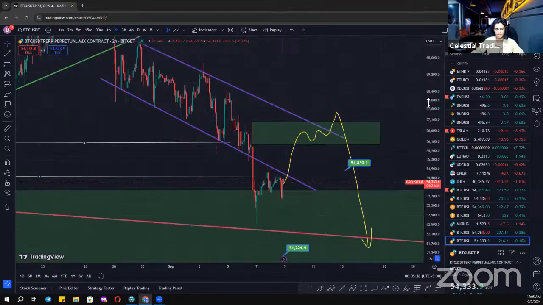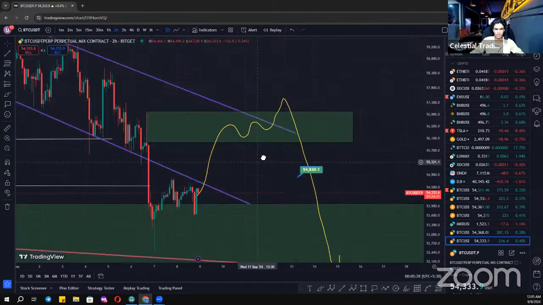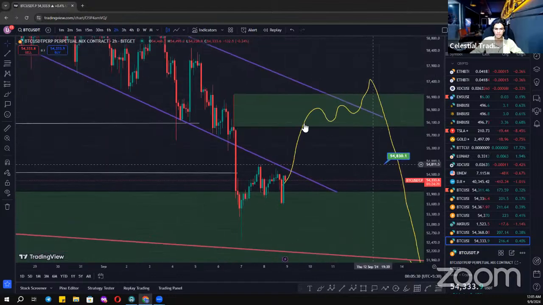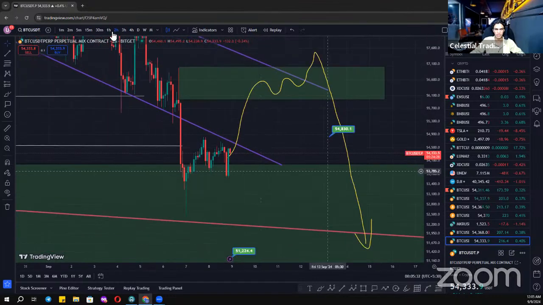Okay, so shorts are now risky. You can see the market, in the higher time frame, it has been a fake out. You see, we can see it's a fake out.